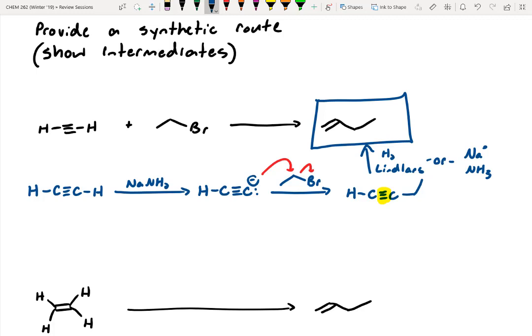Because it's not a cis or a trans alkene, it doesn't really matter. You don't have to choose one over the other. Does that make sense? So this one's relatively straightforward. This is the only way we know of at this point in the year for adding carbons onto things. So if you ever see carbons getting longer over the course of a synthesis, you should immediately think, I need to alkylate an alkyne using this sort of strategy.